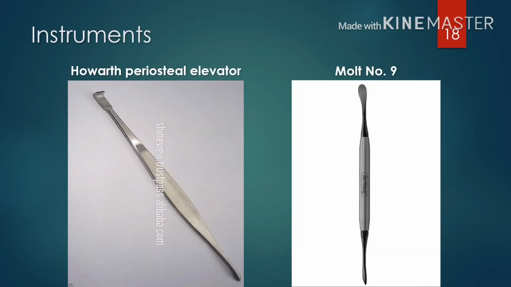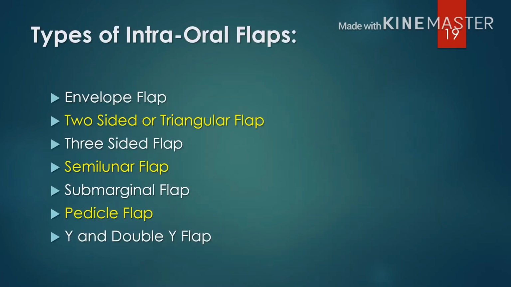These are the mostly used instruments for opening a flap: the Howarth periosteal elevator and Molt number 9. Both of them are double-ended. In the Howarth we have one end which is used for flap retraction, and the other end is used for pushing to open the flap to separate the periosteum from the bone. In the Molt we have one broad end which is blunt and one sharp pointy end.